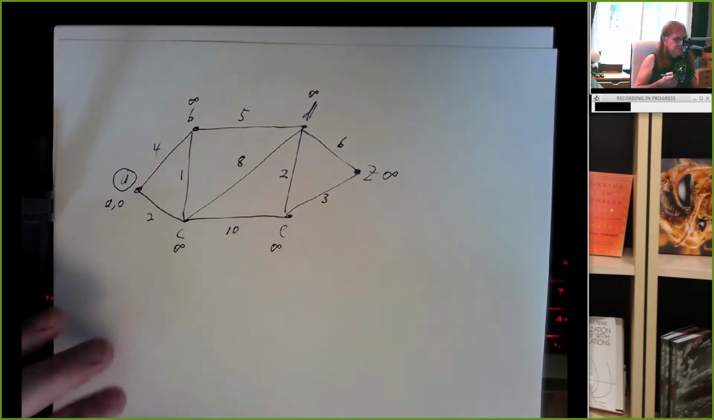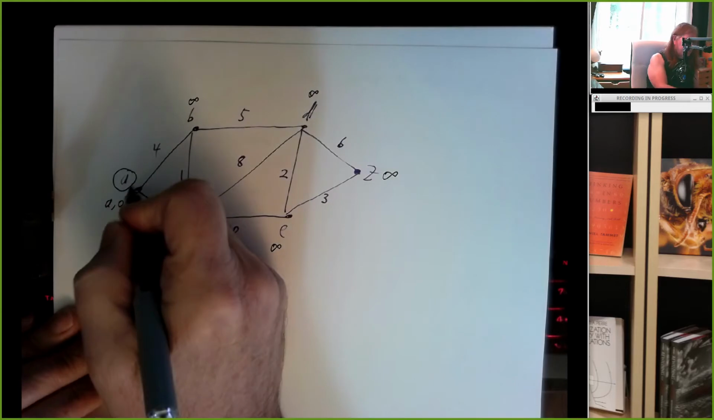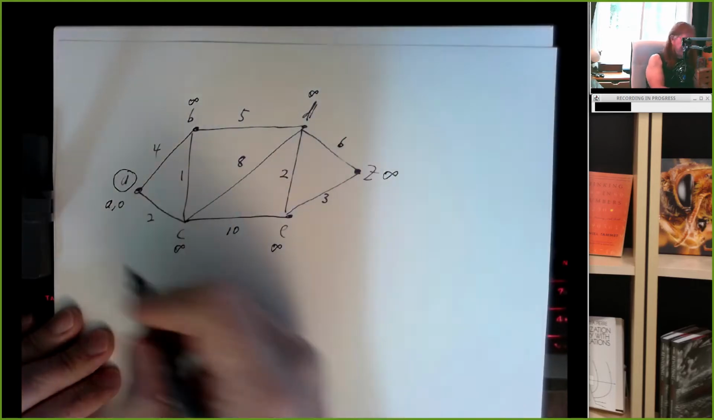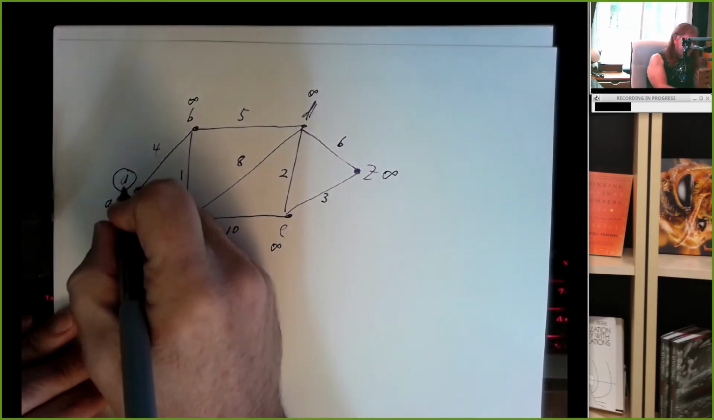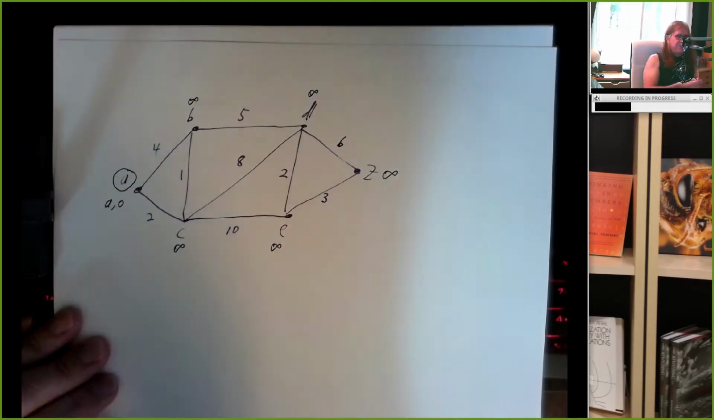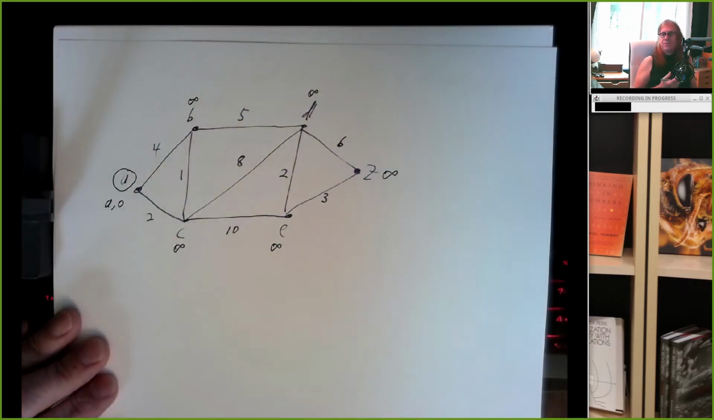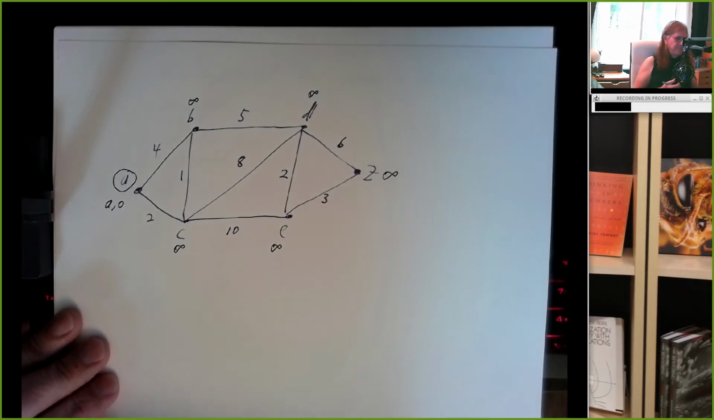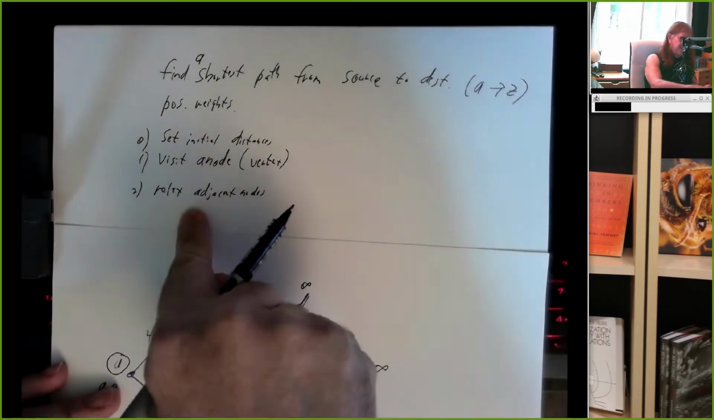All right, so we start off by visiting node A. We draw a circle around it to say we visited it, and we write down the path we took to get to that, which is A, comma, and the distance to A, which is just 0, because we're already there. Okay, now we relax adjacent nodes.